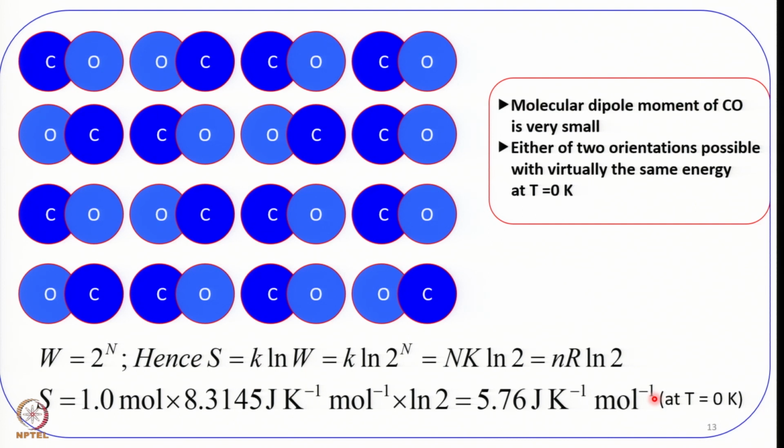Therefore, the entropy of all substances is not 0 at absolute 0. It is only 0 for perfectly crystalline substances. And if it is not 0, if there is some disorder present at absolute 0, then that entropy is called residual entropy. All right.